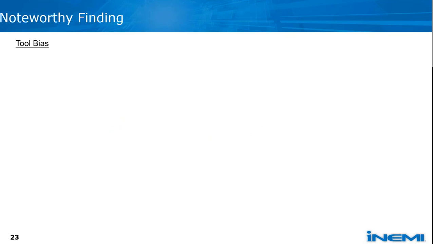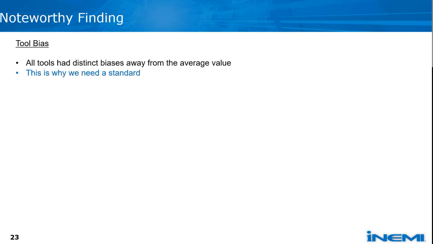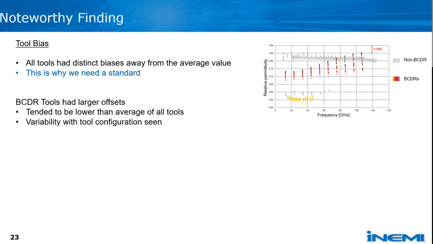Now I want to talk briefly about a noteworthy finding with respect to the measurement data. As you looked at those plots, there is quite a bit of spread there. And all of the tools had distinct biases from the average value of all the measurements. And again, this is exactly why we need a standard. We would expect that if every tool was accurate, they would all give the same result. But clearly that isn't what happens. And without a standard, it's very hard to develop a tool that would do that.